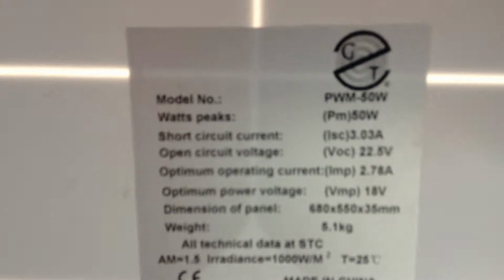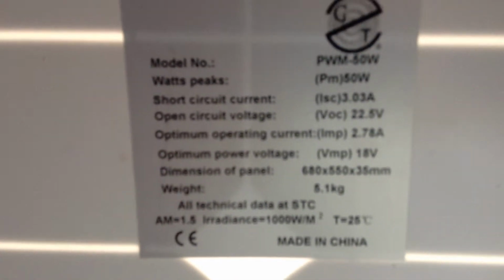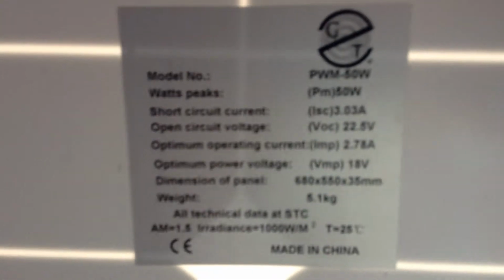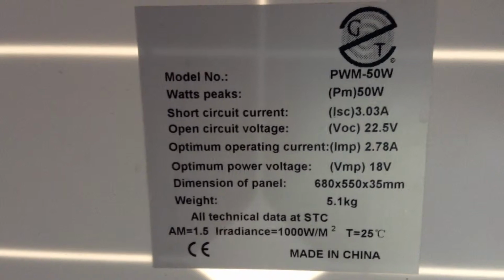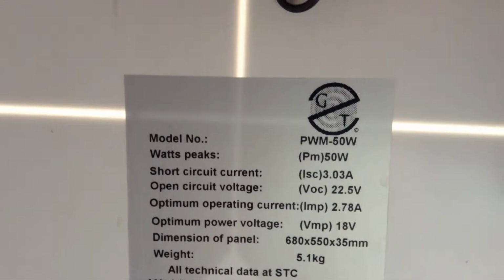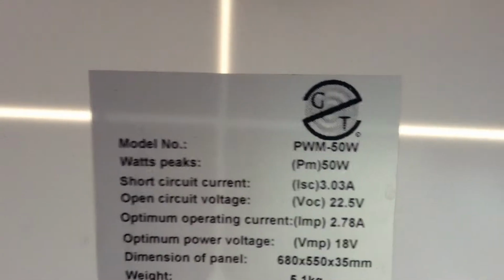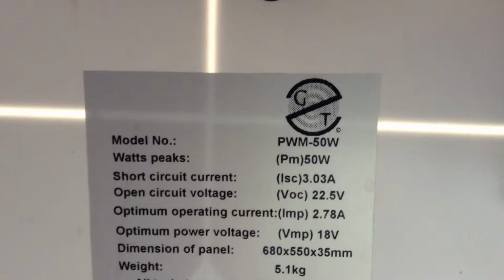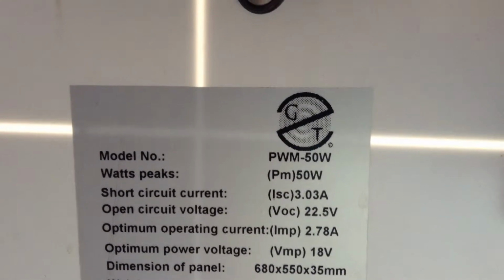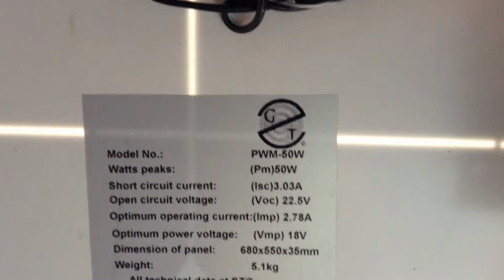Okay, if we look at a typical solar panel, I will be using one example throughout this video. Okay, so this is my 50 watt panel and I will be using this as an example. On the back of your solar panel there will be a model number. In this case it says PWM-50W. Obviously this is a 50 watt panel and it is monocrystalline.